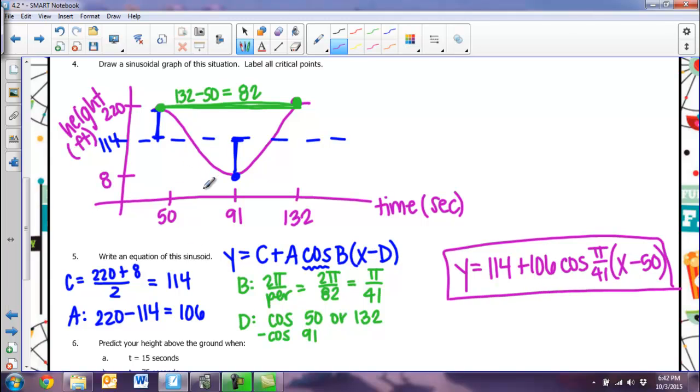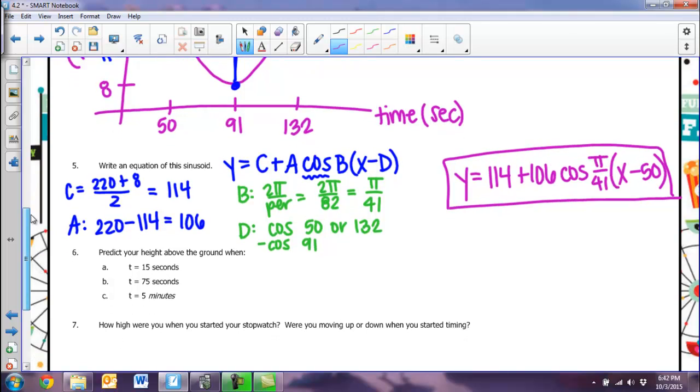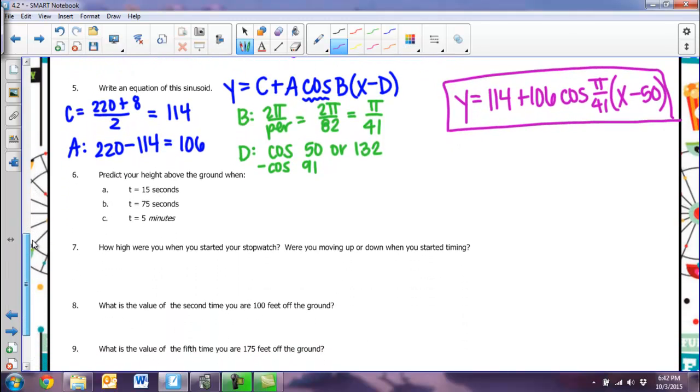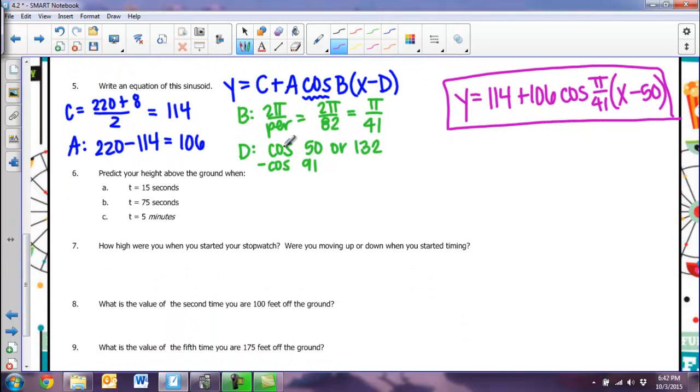Okay, and then we're going to use this equation in order to extrapolate on the information that they gave us. So they didn't tell me these different time periods. They didn't tell me how high off the ground I was. So I'm going to use this equation that I just developed in order to predict my height. So this is when I'm going to use my calculator. Most of these are going to be easiest to use your calculator unless you feel like being super ambitious.